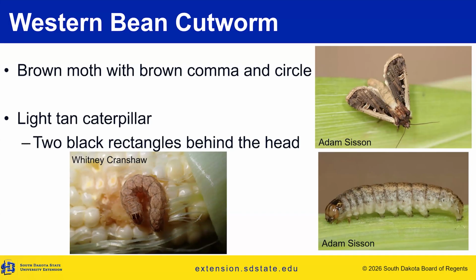And I'll explain why, but they're a medium-sized brown moth. The moths will have a light brown circle, and then below that is a brown comma, sometimes also referred to as a bean. But they're a light tan caterpillar. They have two rectangles that are directly behind the head that are divided by a white line. Just kind of your average run-of-the-mill light tan caterpillar.